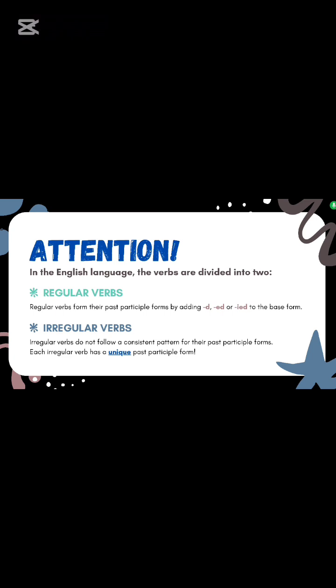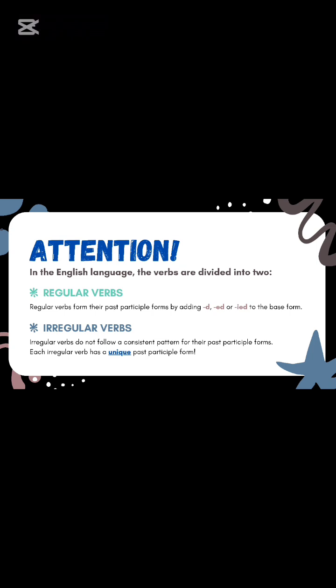Attention. In the English language, the verbs are divided in two groups. The first is regular verbs. Regular verbs form their past participle forms by adding d, ed, or ied to the base form.